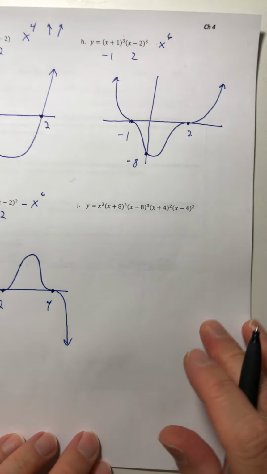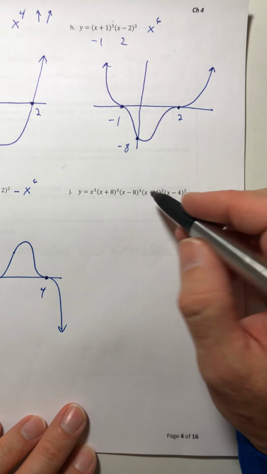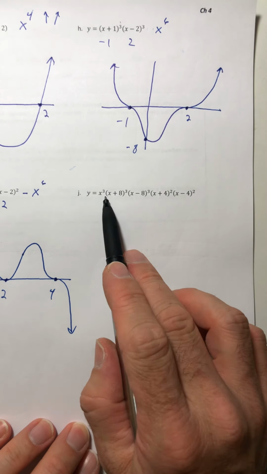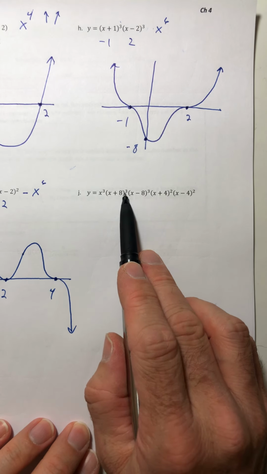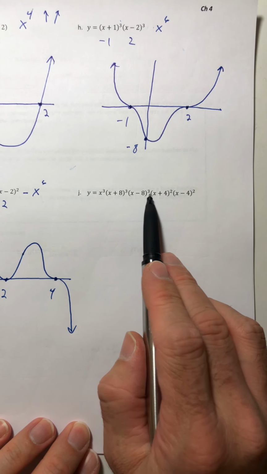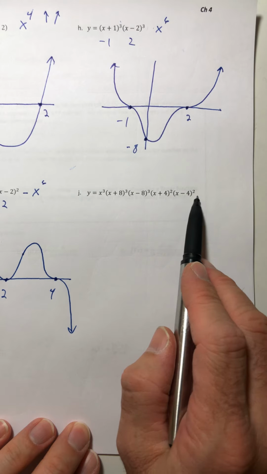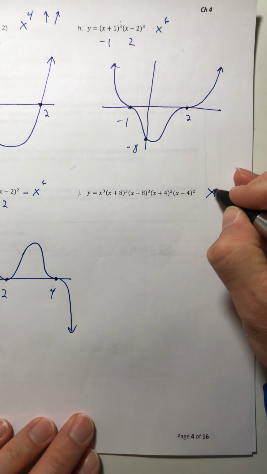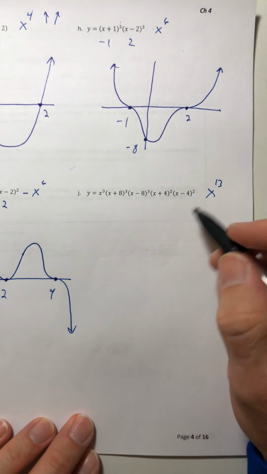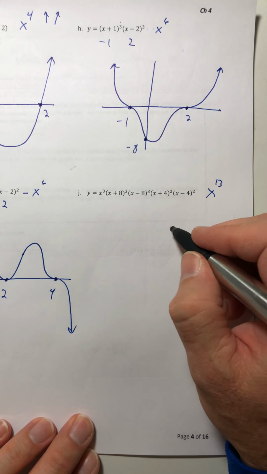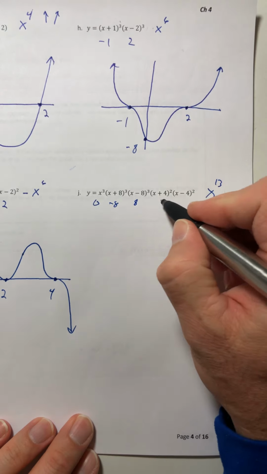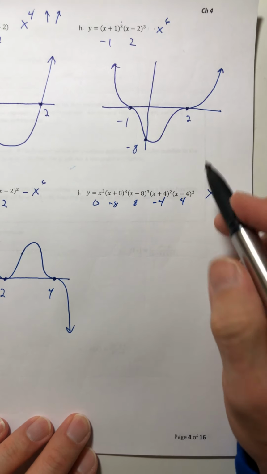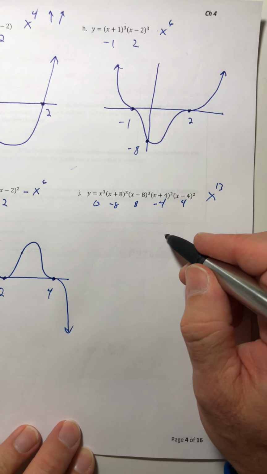and +4. All right, this last one, the big one. If you multiplied all of your x's together, you got x to the third, then it'd be 6, 9, 11, and 13. So that's an x to the 13th. So left end is down, right end is up. 0 is at 0, -8, +8, -4, and 4. So lots of stuff happening.